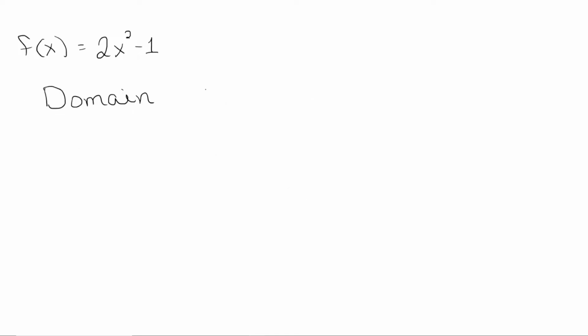Let's consider the domain of this function. This is essentially asking what kind of inputs are allowed. And we can stick in any number for x that we want, and we will get a valid output. So the domain is all real numbers. Sometimes we write this as the interval from negative infinity to infinity. Or we can write it with this R symbol that represents all real numbers.